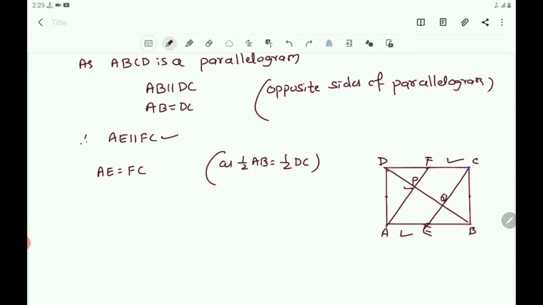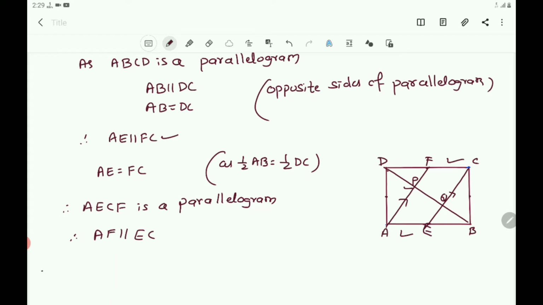Here AECF is a parallelogram. Therefore you write AECF is a parallelogram, and also here AF parallel to EC, as AECF is a parallelogram. Therefore, you can say that AF is parallel to EC.